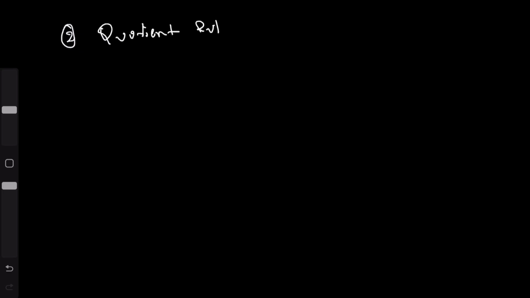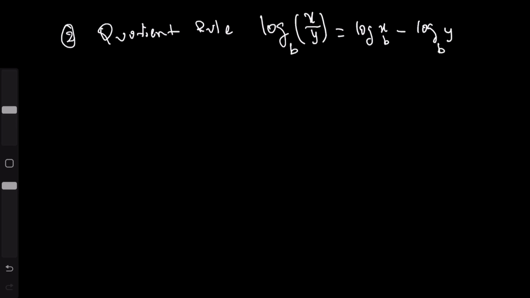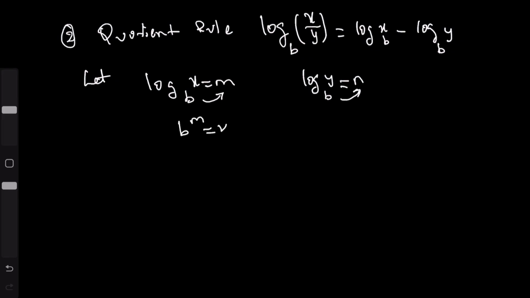Now let's discuss the quotient rule. Log of x by y to the base b equals log x to the base b minus log y to the base b. Let's prove this again. Let log x to the base b be m and log y to the base b be n. So converting to the exponential forms, these will be b power m equals x and b power n equals y.